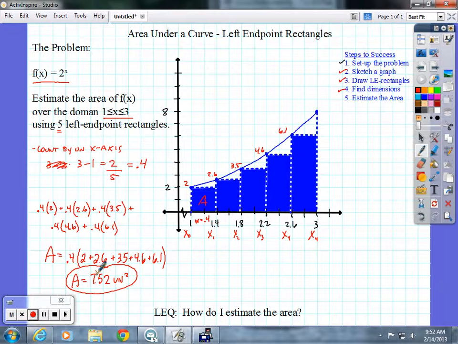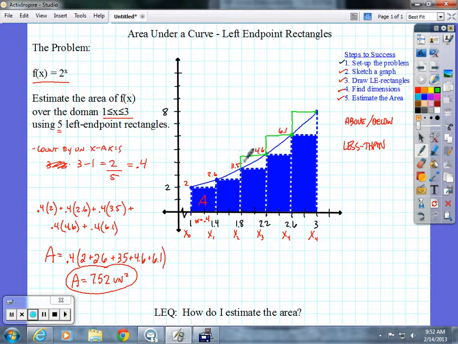Is that estimate above or below the actual area? Okay, is it greater than or less than? It is definitely less than. Okay, it's an underestimate for the area because we have these empty spaces here. If we wanted an overestimate, we would have had to use right rectangles, which means our rectangles would have looked like this.